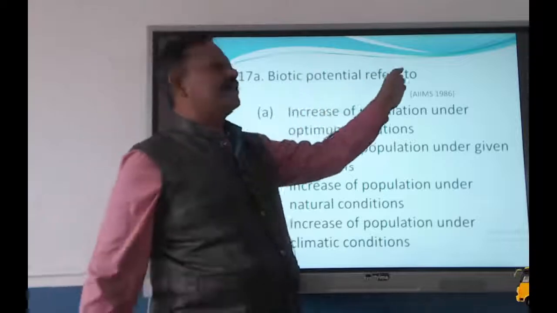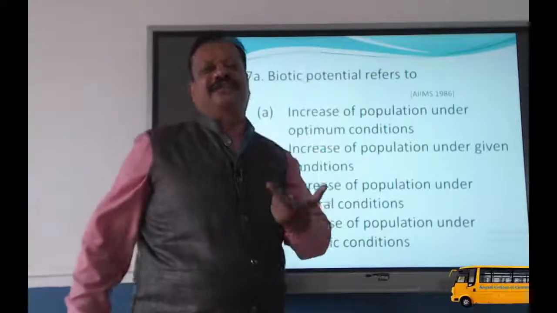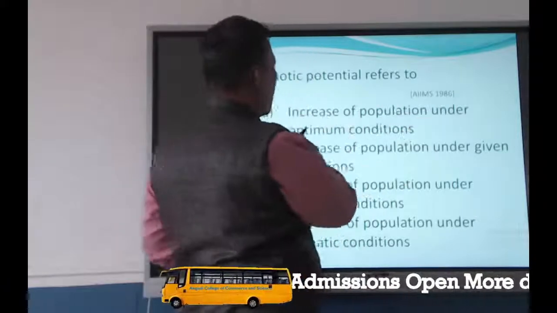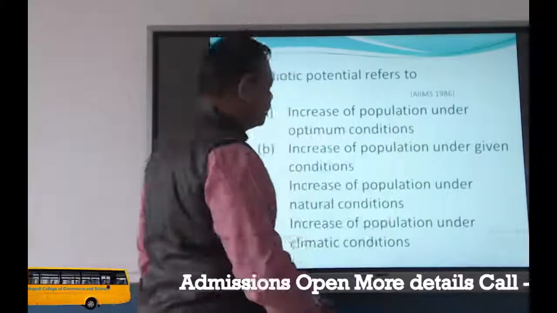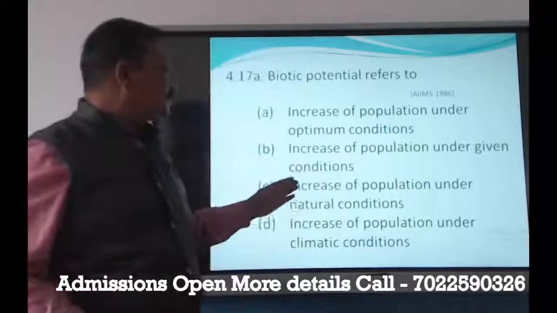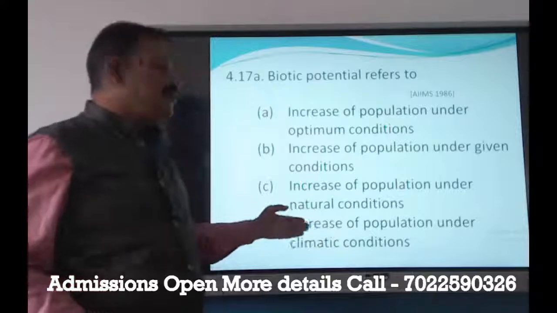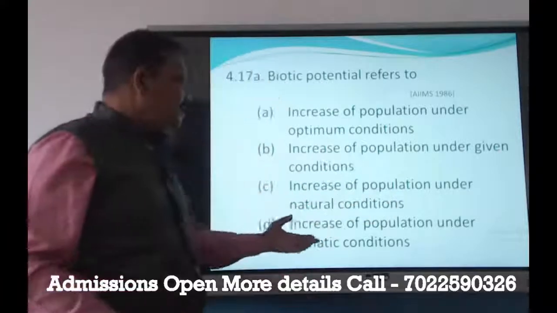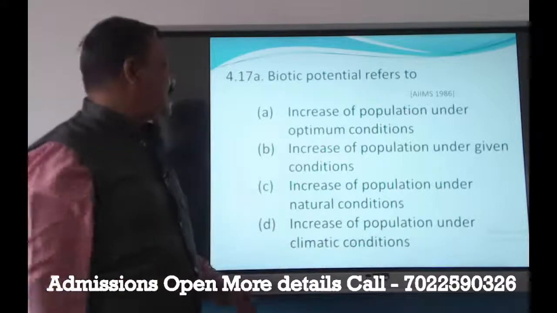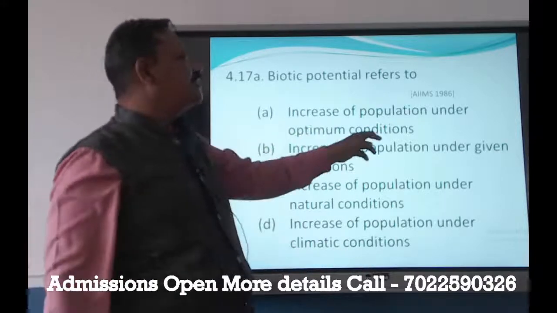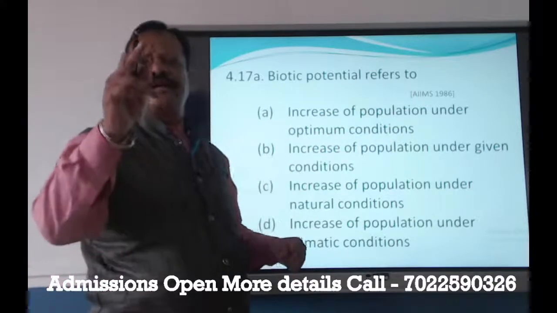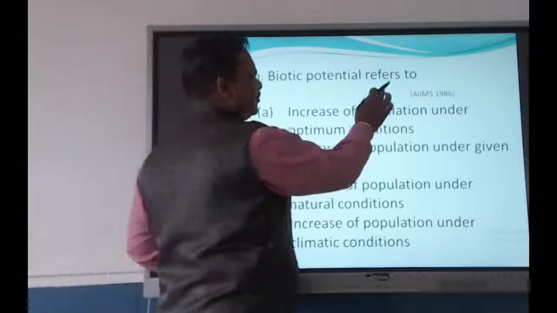Biotic potential refers to, what is biotic potential? Just see: A, increase of population under optimum conditions; increase of population under given conditions; increase of population under natural conditions; increase of population under climatic conditions. So here option A, increase of population under optimum conditions, is the right one. Move to the next.